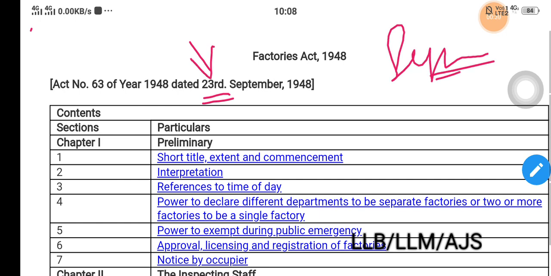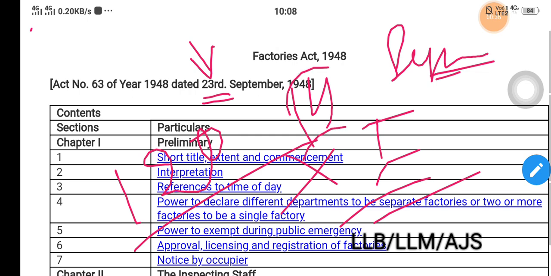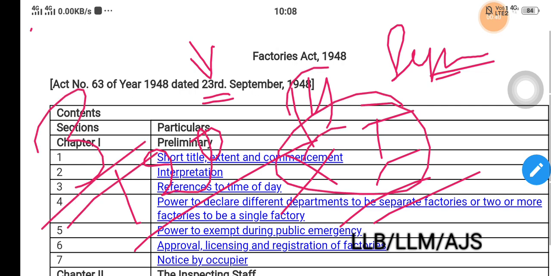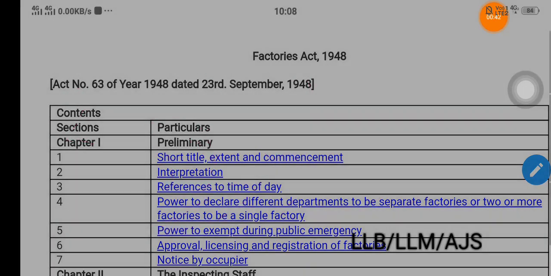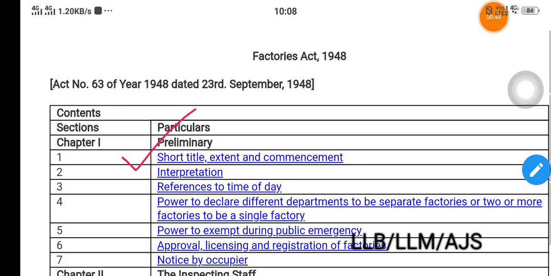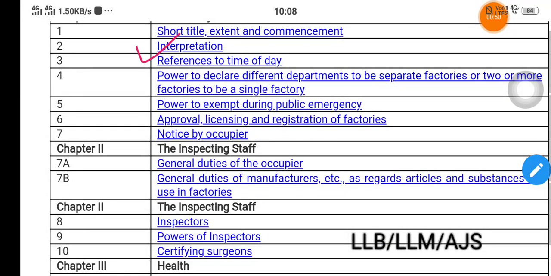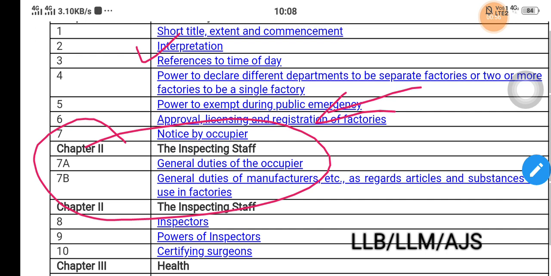It has a total of 11 chapters, 120 sections, and 3 schedules. And first of all, we're going to read the preliminary. The interpretation clause provides the definitions, and chapter 2 deals with the provisions relating to the inspecting staff.